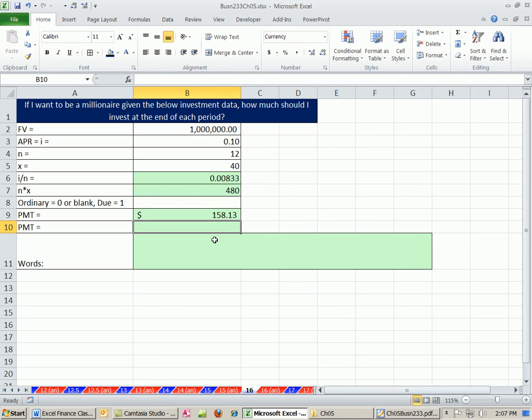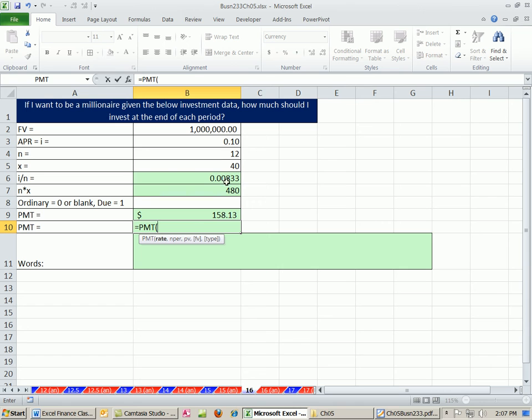158.13. That doesn't seem like very much money. I must have made a mistake. Well, here, I'm going to double check with this new function, PMT. Now, in this example, we're in essence doing a savings plan, right? How much to save each month to become a millionaire. Later, we'll see how to use this function for loan payments.